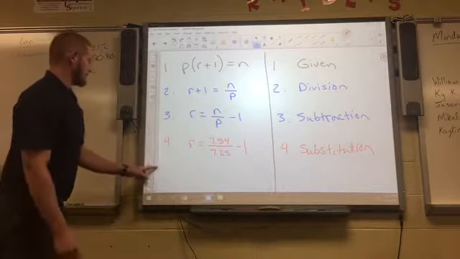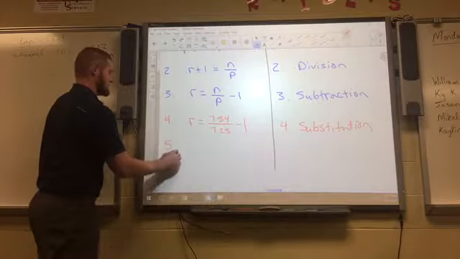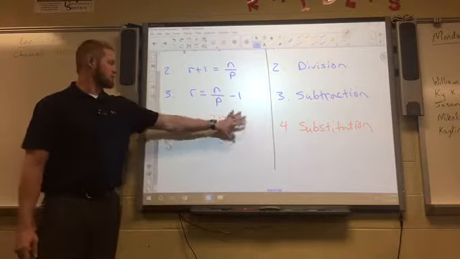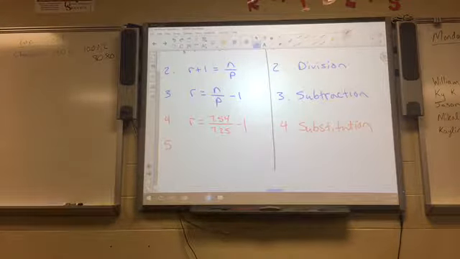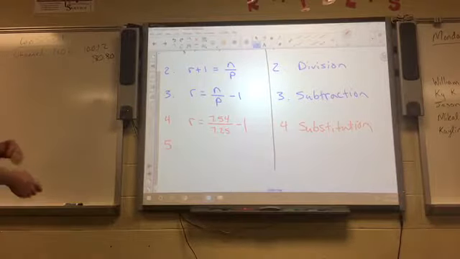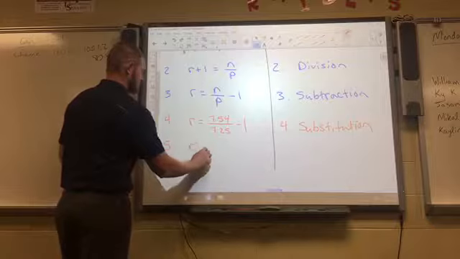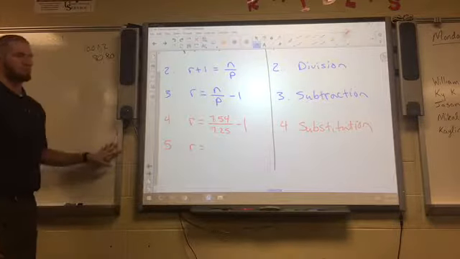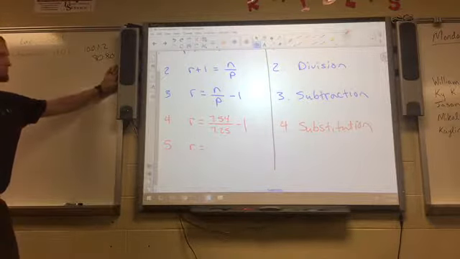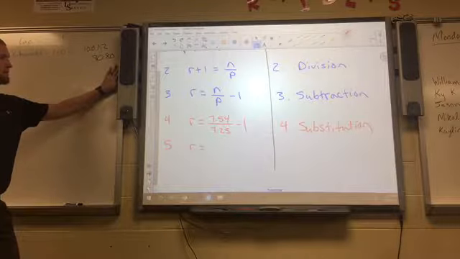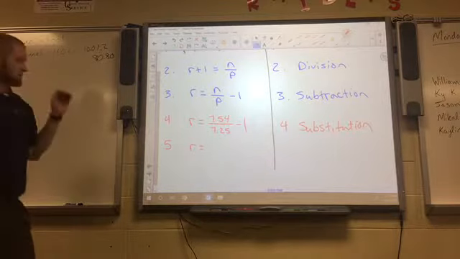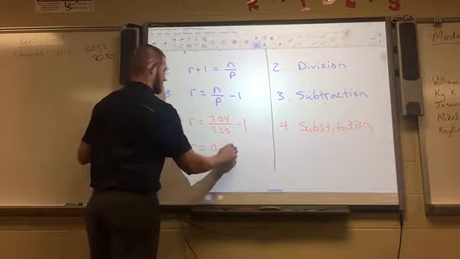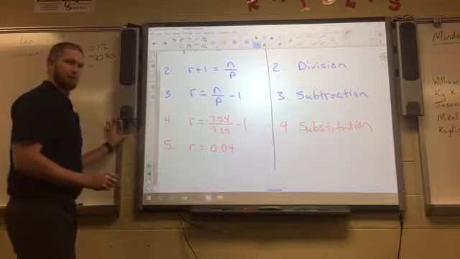Okay. And then last step, step 5. Hopefully a few of you have a calculator. Go ahead and solve that out. See what we get. What does R equal? .04. Did everybody else that solved it get that same thing?